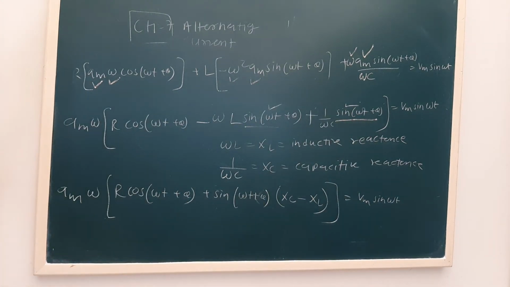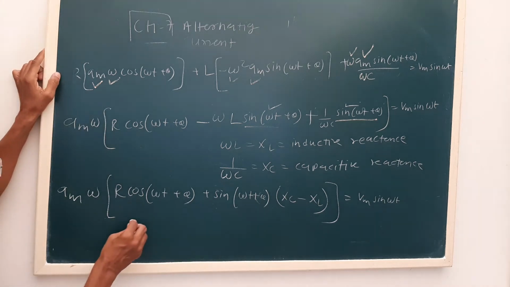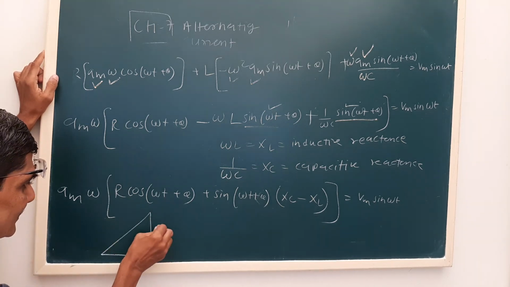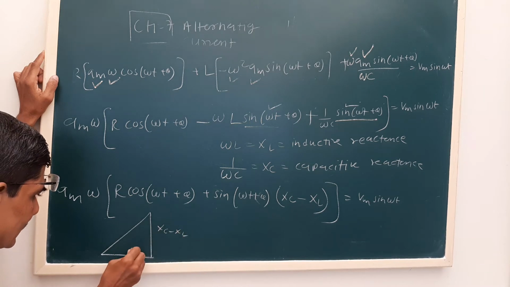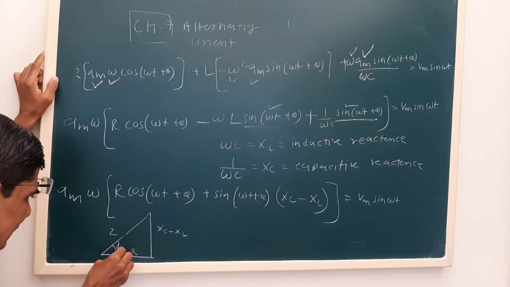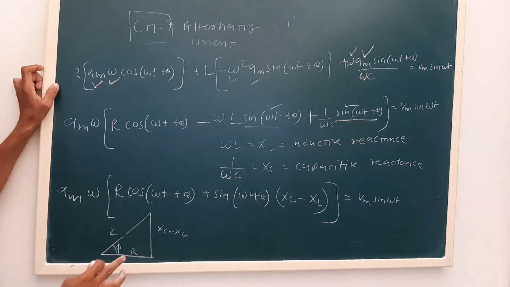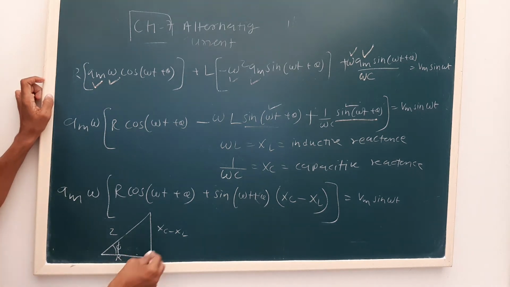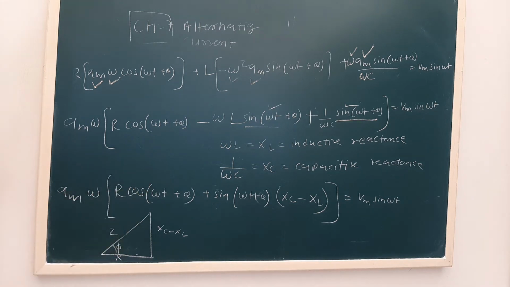Now see, recall our phasor. Recall our phasor. This was XC minus XL. This is R and this is Z. Sorry, this is Z. This angle is phi. R is a resistance, XC minus XL. This we have seen in the previous question.